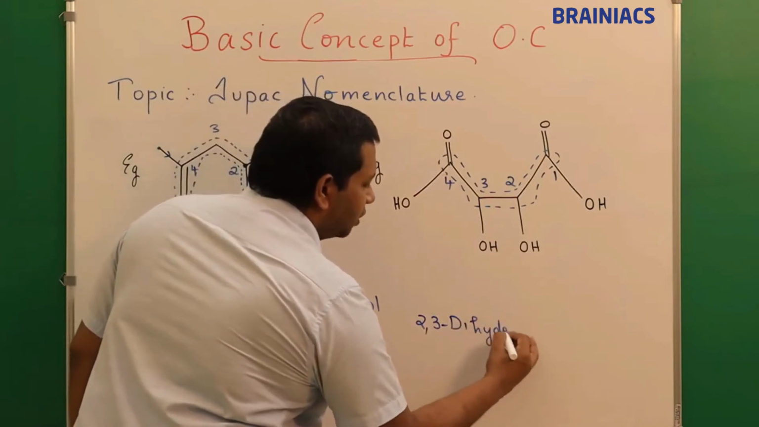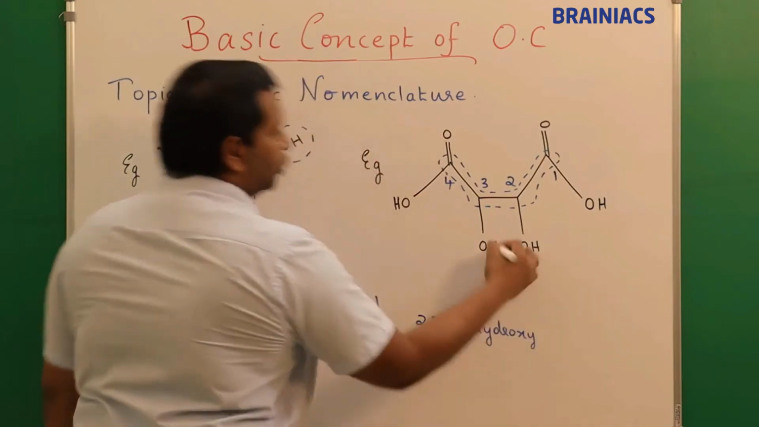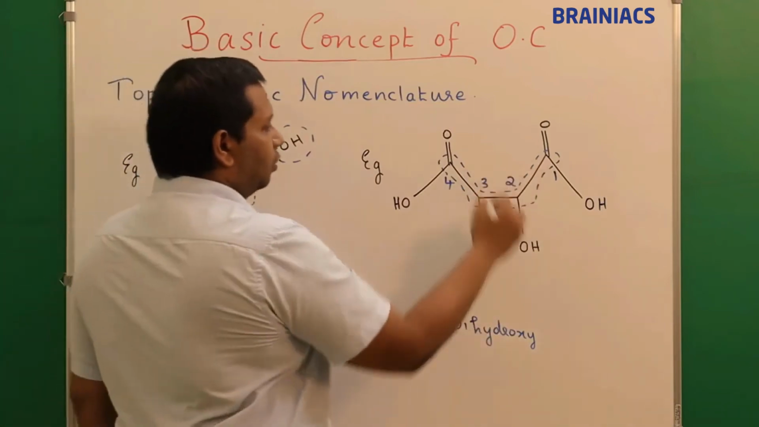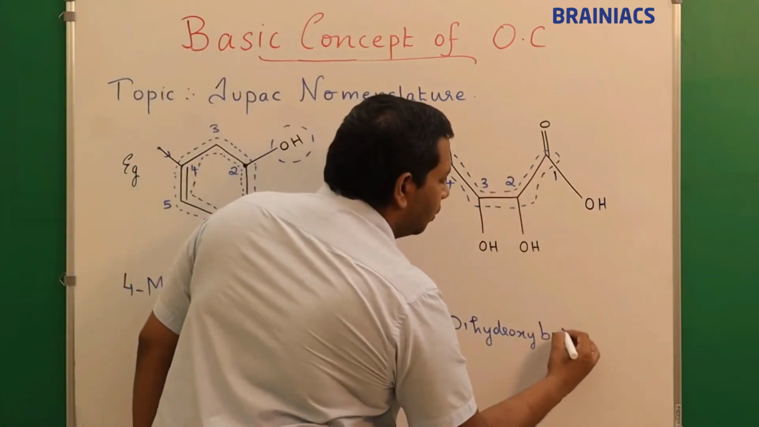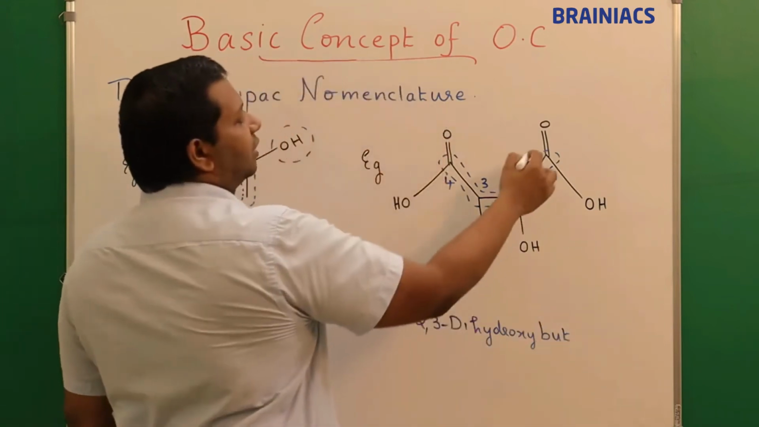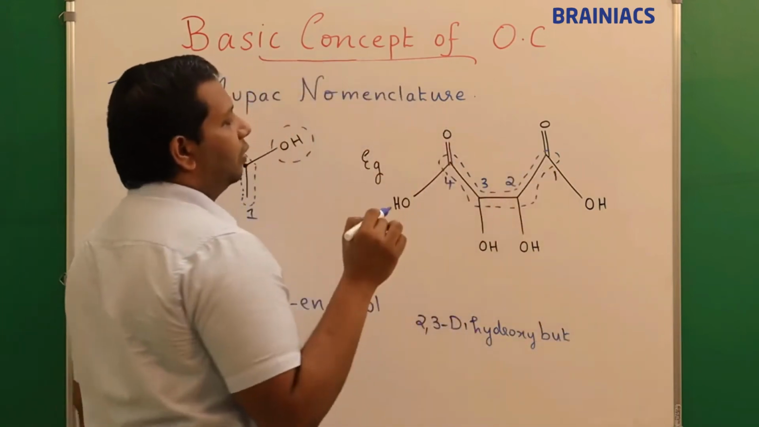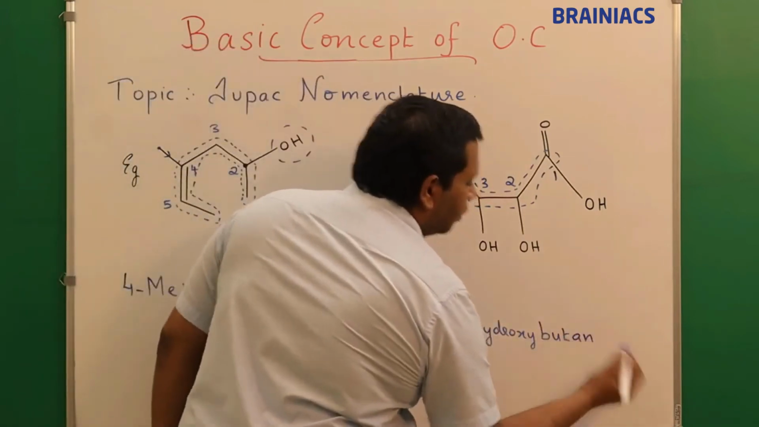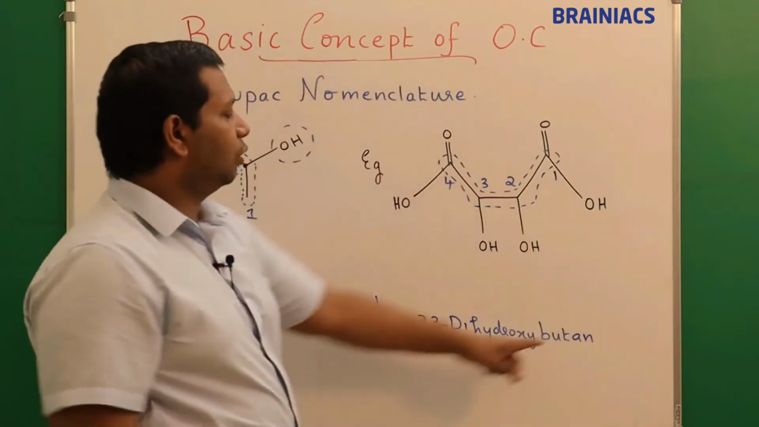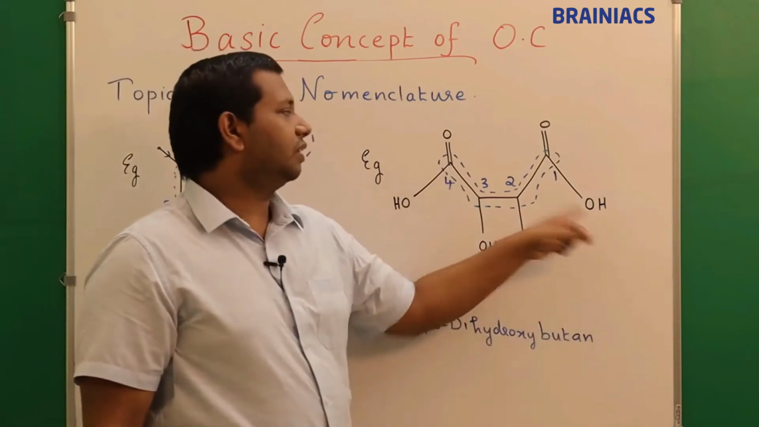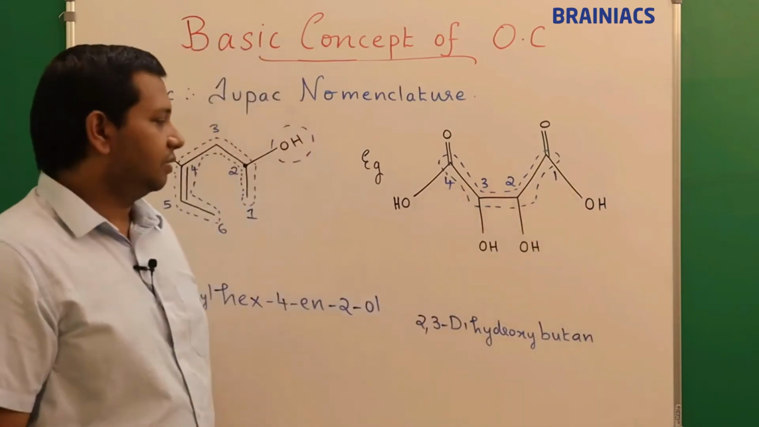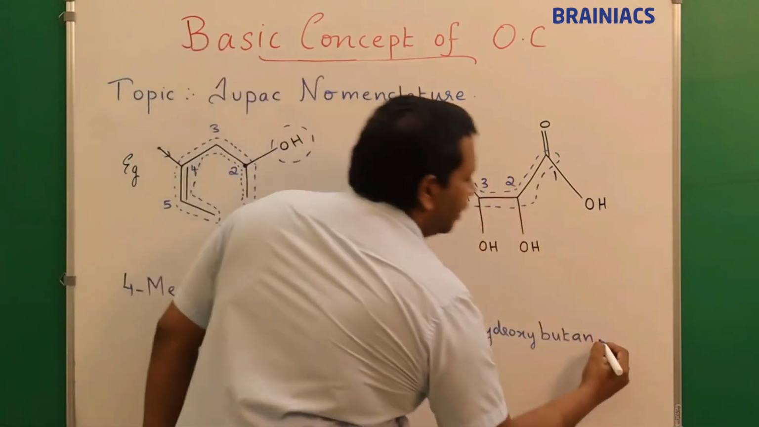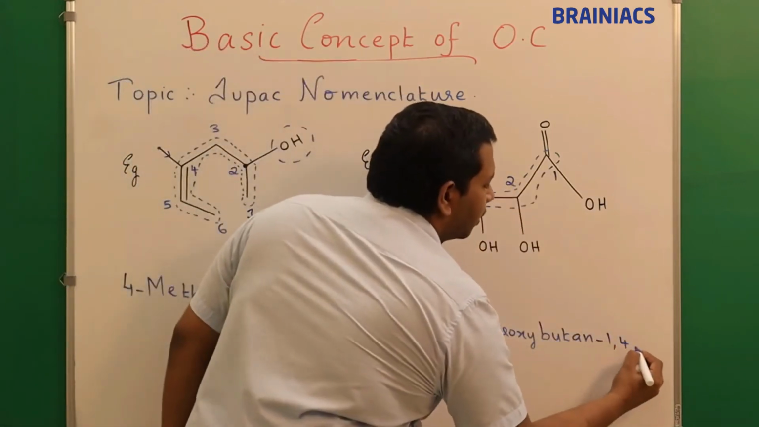dihydroxy. Why am I using the term di? Because two OH groups are there. So 2 comma 3 dihydroxy, word root but. Then how are these linked? All are linked by single bonds only. So butane. We are not putting the e because a secondary suffix is present. So butane at what positions? 1 comma 4. So we will write hyphen 1 comma 4.